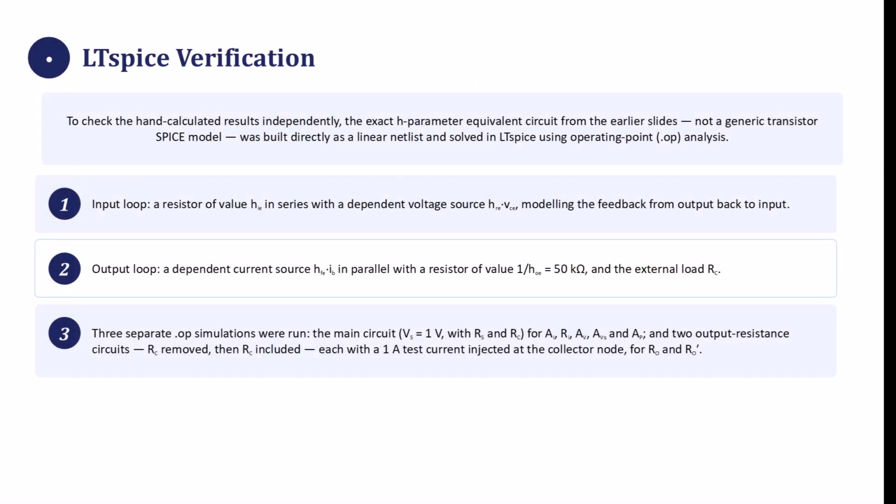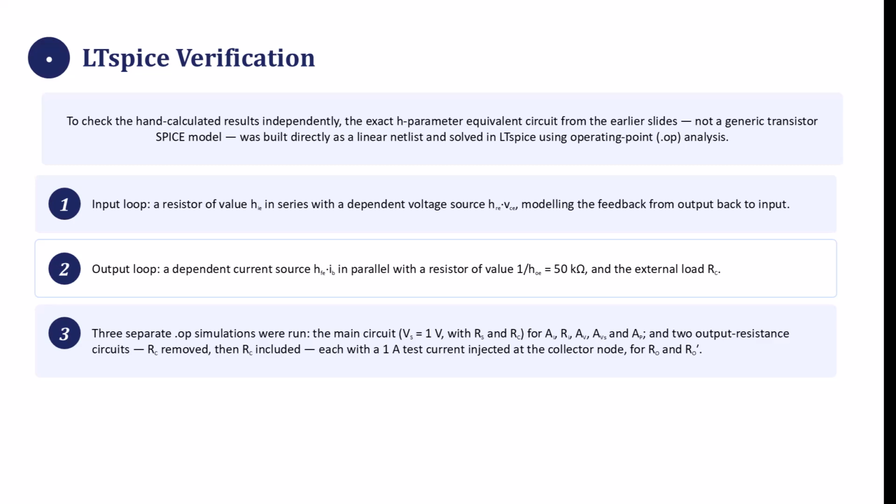To make sure our hand calculation was not just internally consistent but actually correct, we cross-checked it against a circuit simulator, LTspice. Rather than using a generic transistor model, we built the exact H parameter equivalent circuit from earlier in this lecture directly as a linear netlist, a resistor for hie, a dependent voltage source for hre times Vce on the input side, and a dependent current source for hfe times Ib in parallel with a resistor equal to 1 over hoe on the output side.